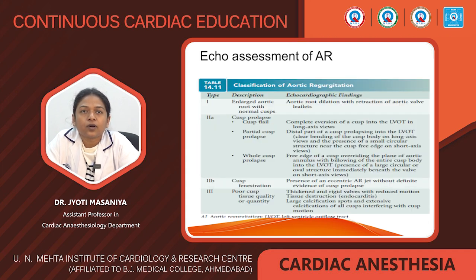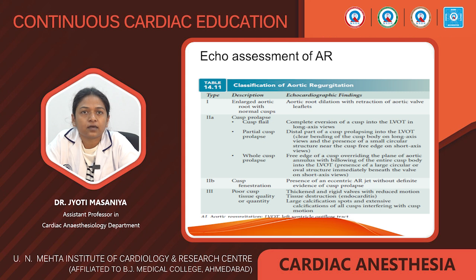Now coming to the echocardiographic assessment of the aortic regurgitation. This table is showing the classification of the aortic regurgitation. There are 3 types of aortic regurgitation. Type 1 where the AR is because of enlarged aortic root with the normal cusp, and echocardiographic findings are aortic root dilatation with retraction of the aortic valve leaflet. Type 2 AR is because of either cusp prolapse or cusp fenestration.